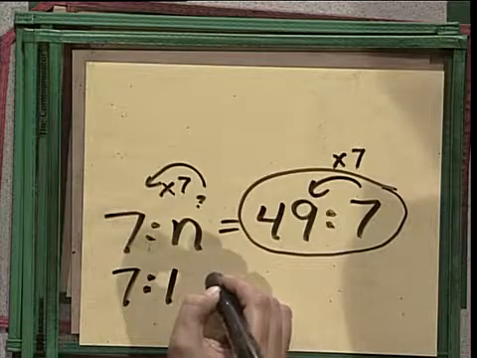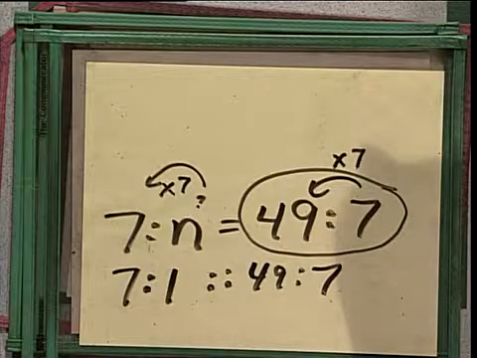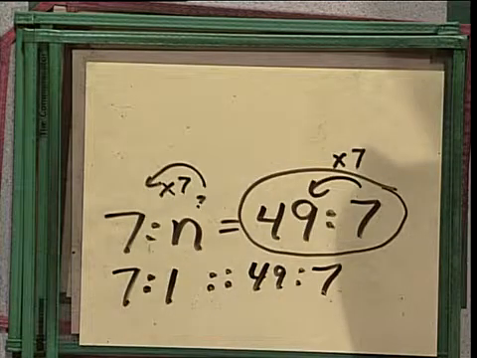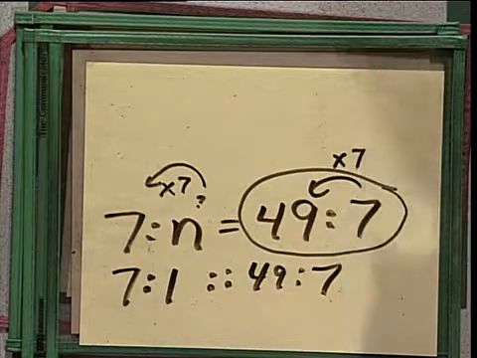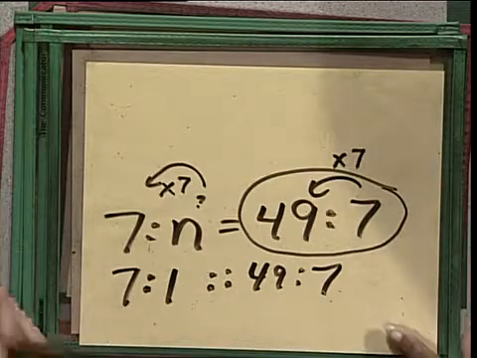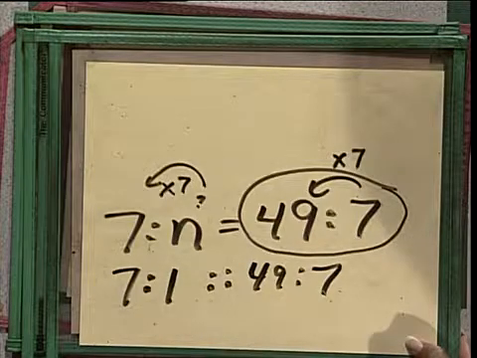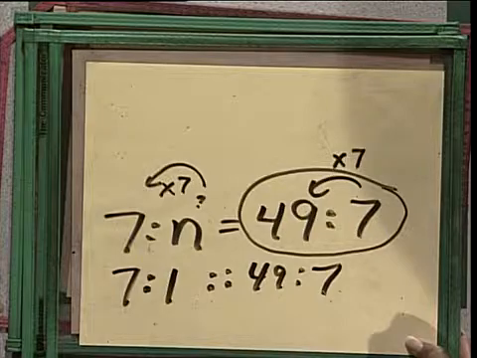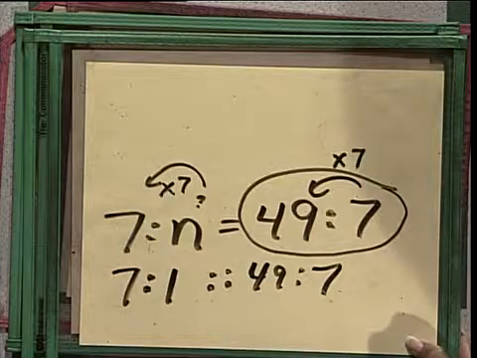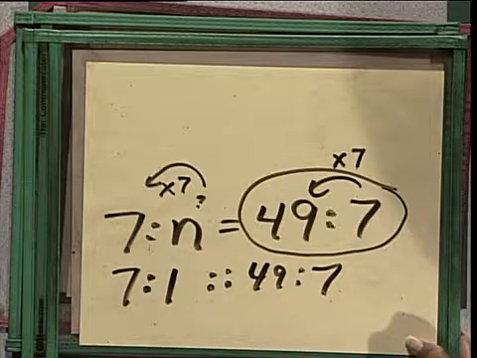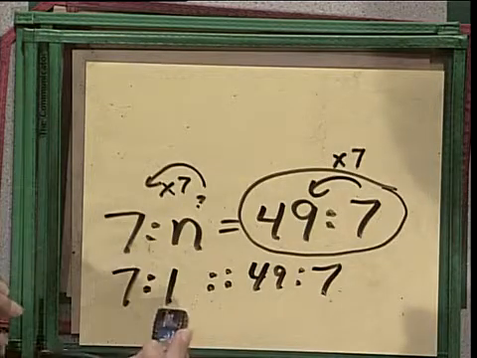7 is to 1 as 49 is to 7. That would make sense to me. Does that make sense to you? Yeah, it's because my teacher taught me a different way. What way did he teach you? He taught me that the 2 7s on the outside, you multiply them, so then that equals 49. So then 49 times n would equal 49 too. So now it would equal 1, because 49 times 1 would equal 49. So it's still 1 for the n.